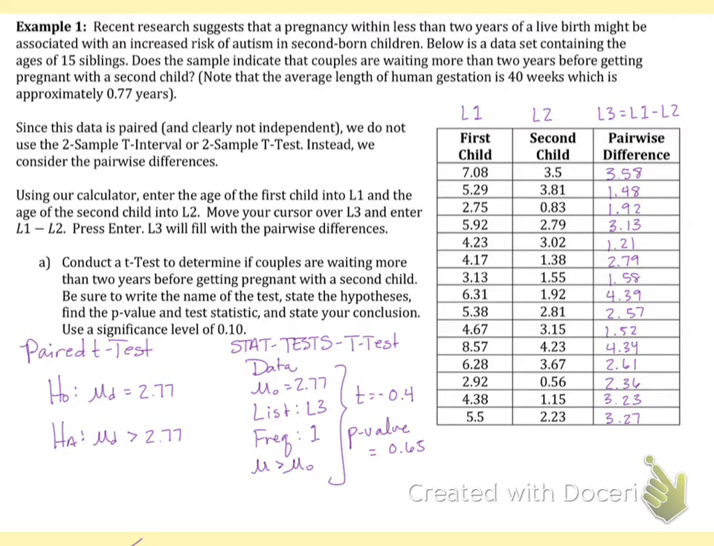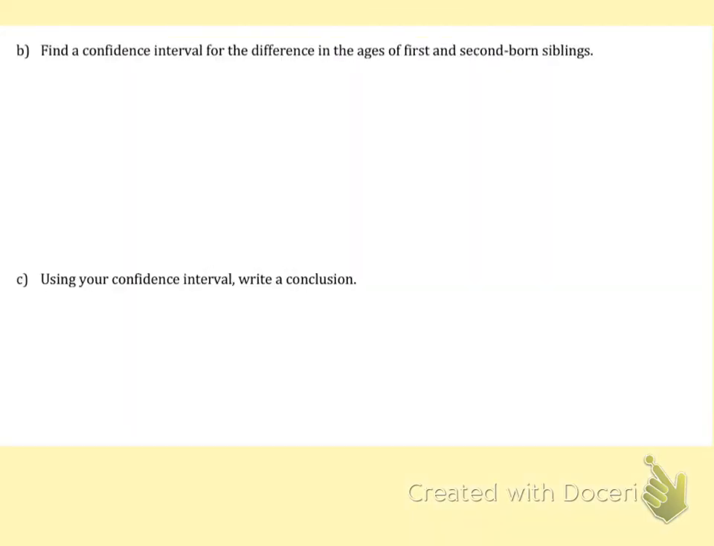years. So coming over here, let's find out what this sample indicates for how long parents are waiting before they get pregnant with their second child. So we are going to do a confidence interval for L3. So we're going to go to stat and tests, and we're choosing T interval. And again, we're going to run this T interval on L3. So T interval is number 8.